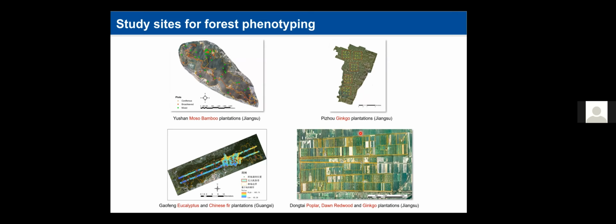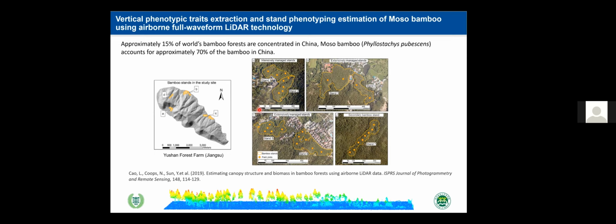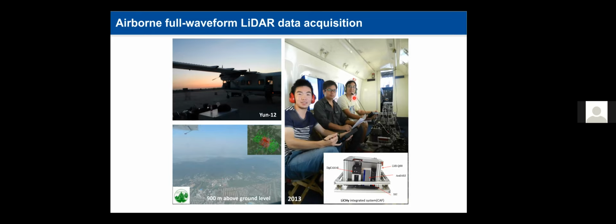Around 14% of the world's bamboo forests are concentrated in China. Moso bamboo accounts for around 30% of the bamboo in China. So in this research, we extract the vertical phenotypic traits and also do the stand phenotyping estimation of moso bamboo using airborne full waveform LiDAR. This is the group of people that own the airplane, and this is the sensor that we use. This sensor is an integrated sensor with full waveform LiDAR, a hyperspectral sensor and a high resolution camera. We used this sensor to fly the whole study site of Yushan Forest Farm in 2013.